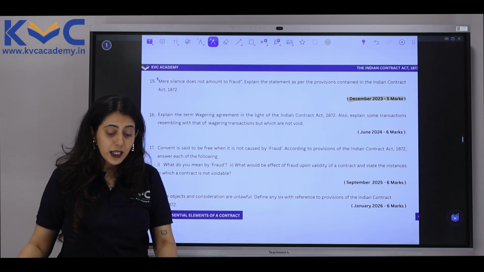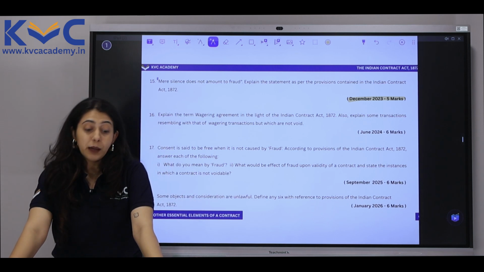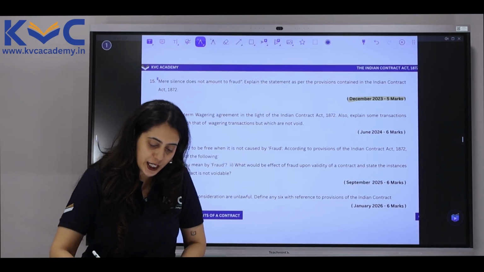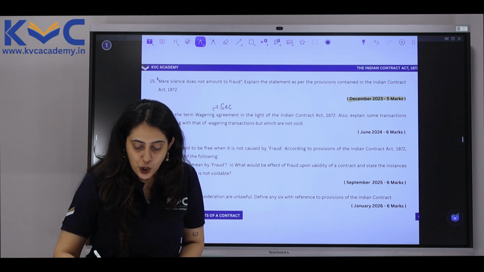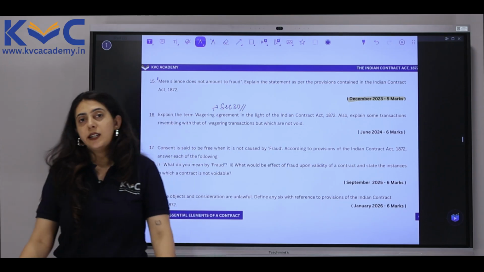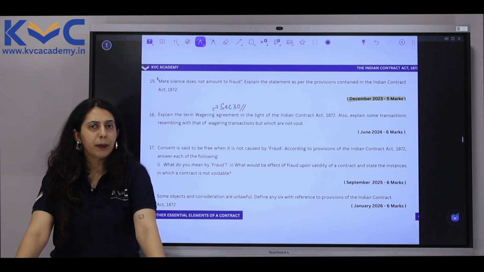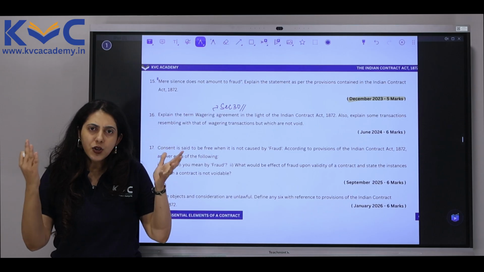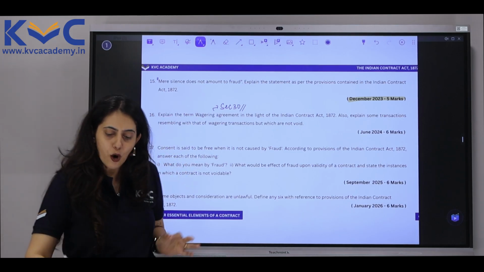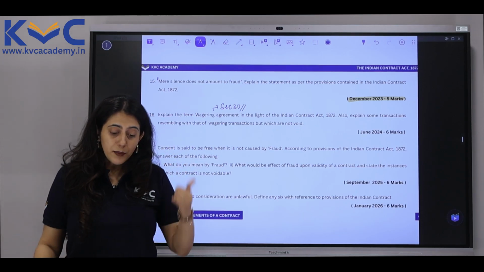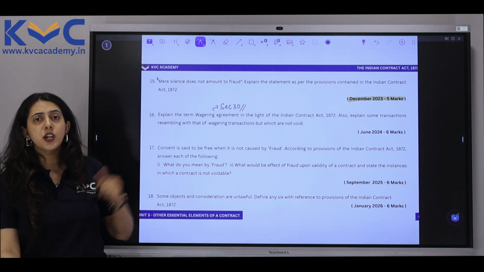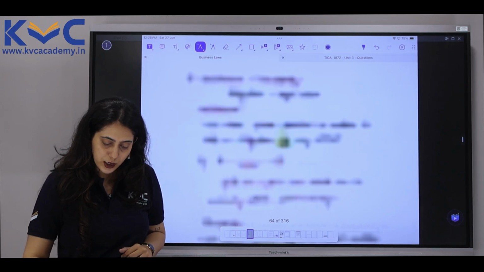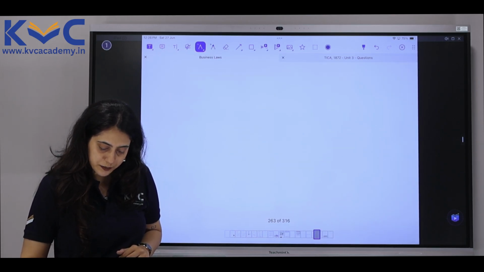Next example, question number 16. Explain the term wagering agreement in the light of the Indian Contract Act 1872. So when we say wagering agreements, we are talking about section 30. Agreements involving the payment of a sum of money upon the determination of an uncertain event. You have studied this. Also explain some transactions resembling wagering transactions but which are not void. Let me take you to that area. Last topic of Unit 3 this was.